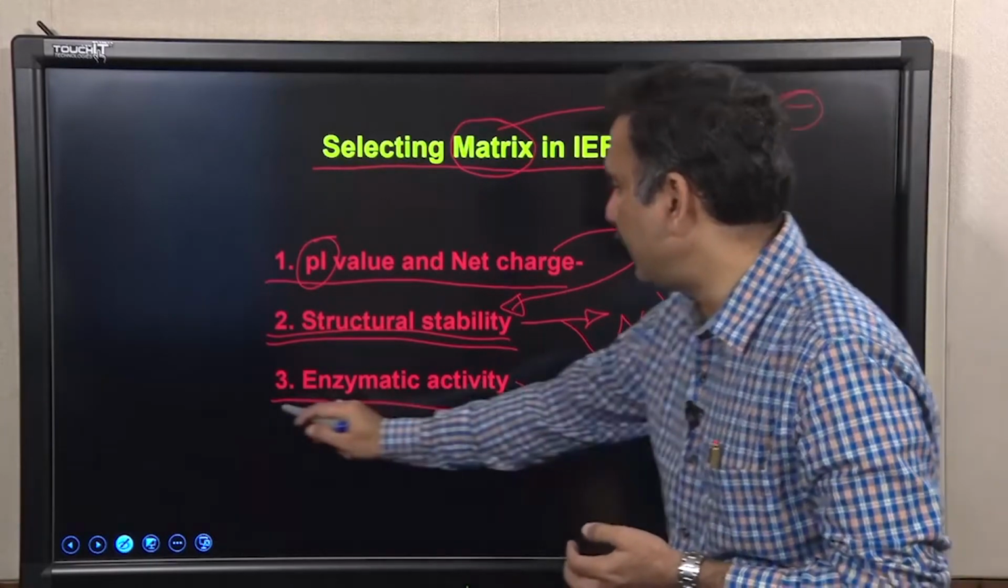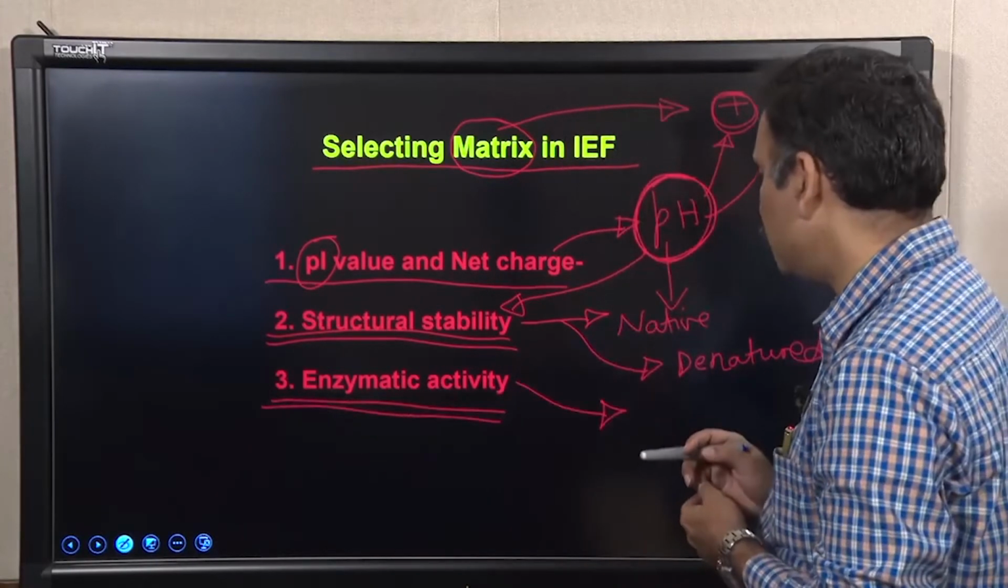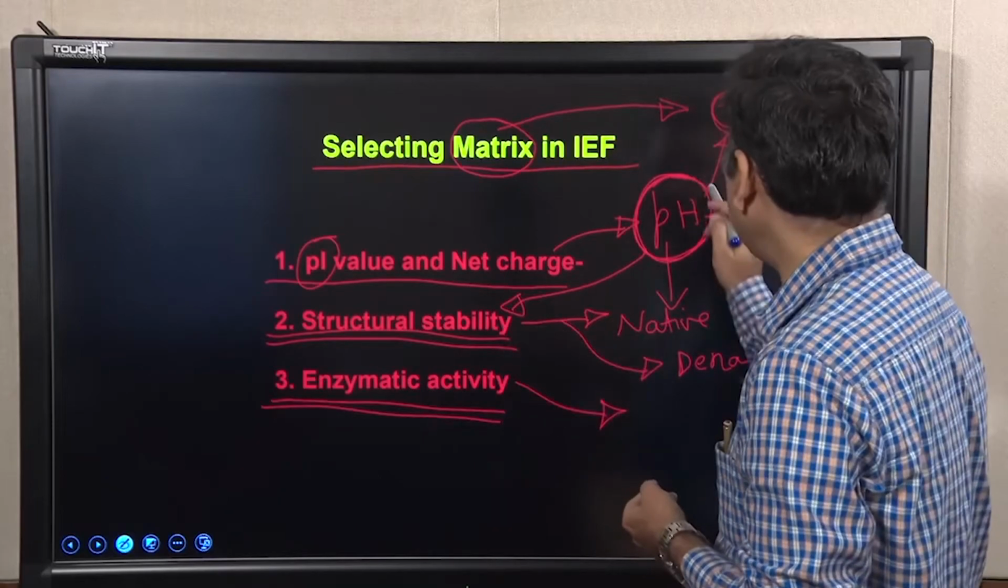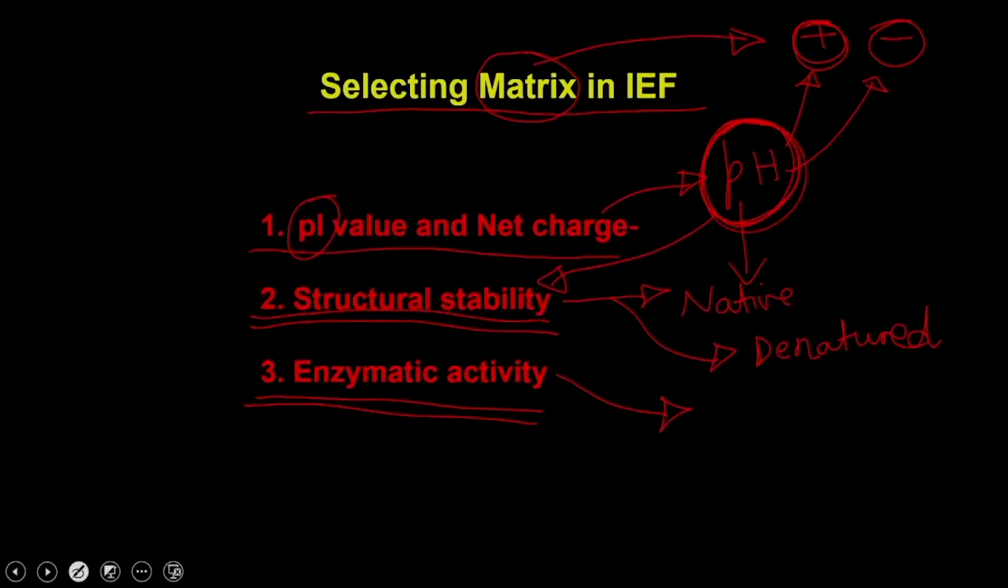So, that is also very important, that you ensure that at this particular pH your protein is retaining its enzymatic activity. Once you are done with this, all these parameters are linked to the isoelectric point, because that is the thing which is actually going to determine what the net charge will be at a particular pH.